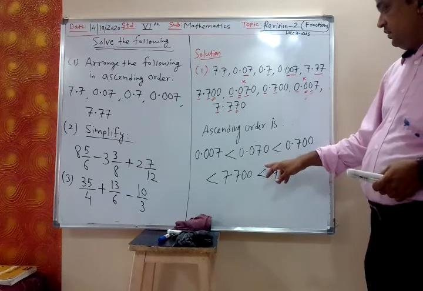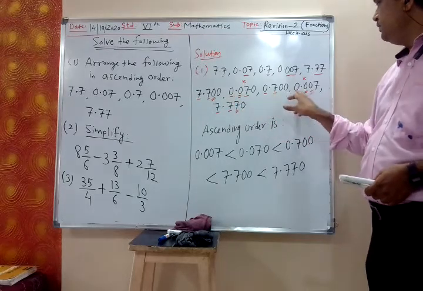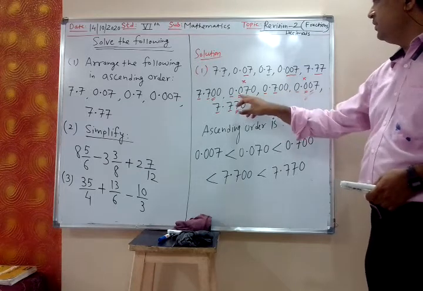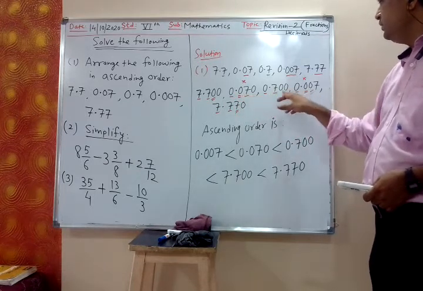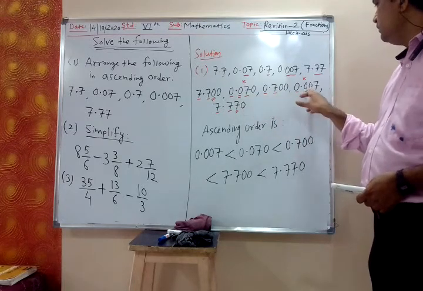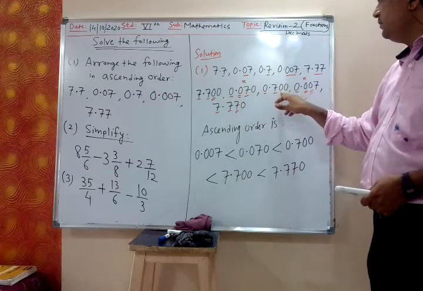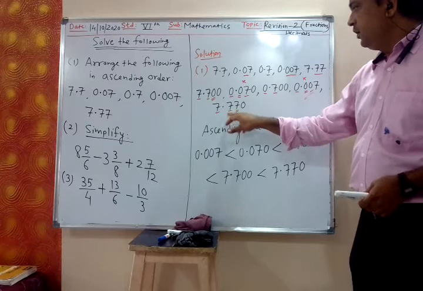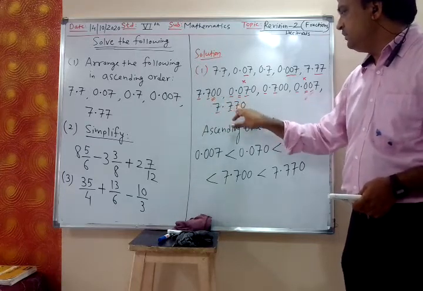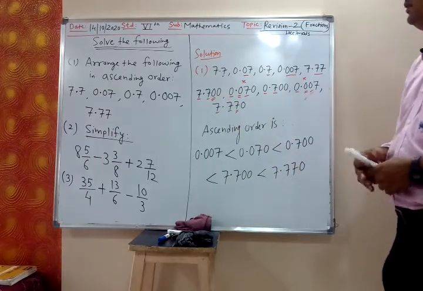Then first we compare the digits from the left. 7, 0, 0, 0, 7. So these three are smaller. Then among these three we find the smaller number. 0, 7, 0. So this is bigger. Now in these two I will find the smaller. 70. So this is smaller, and after this will come. Then from these two we compare the digits. 7, 7, 7, 7, 0, 7. So this is smaller. So this I will write, and then last I will write 7.770.